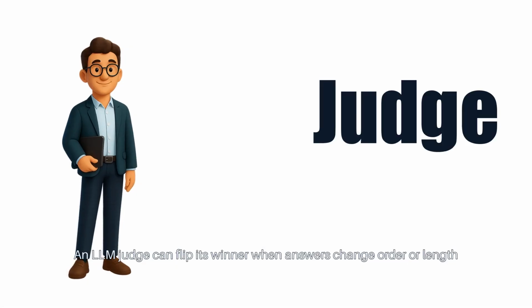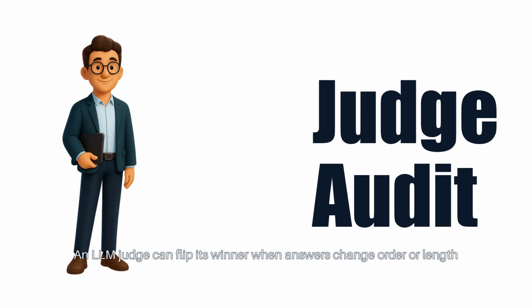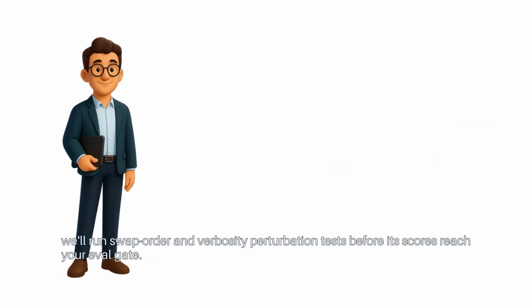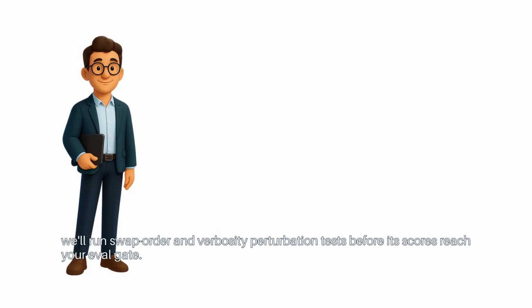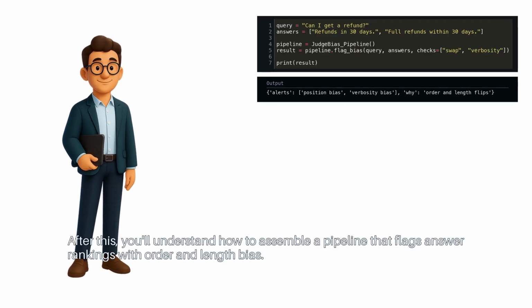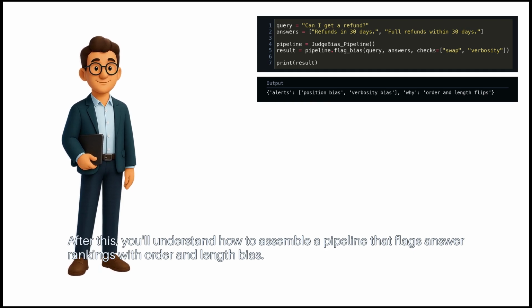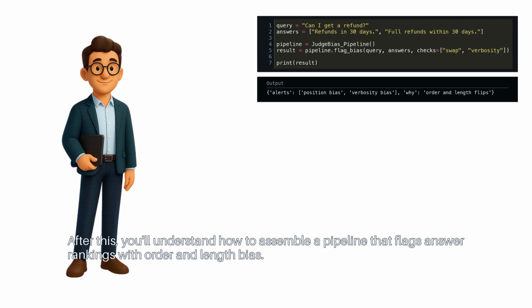An LLM judge can flip its winner when answers change order or length. We'll run swap order and verbosity perturbation tests before its scores reach your eval gate. After this, you'll understand how to assemble a pipeline that flags answer rankings with order and length bias.